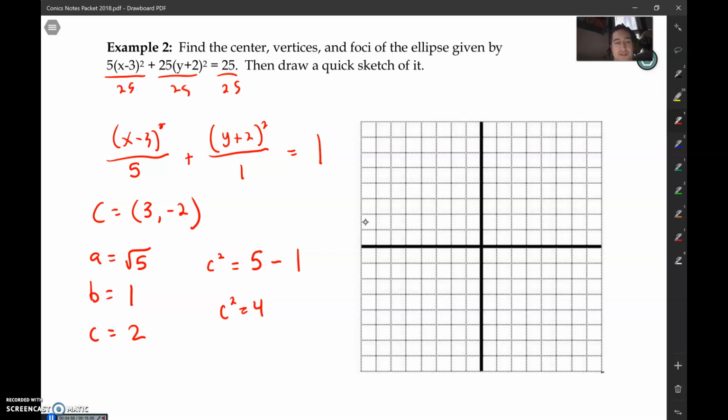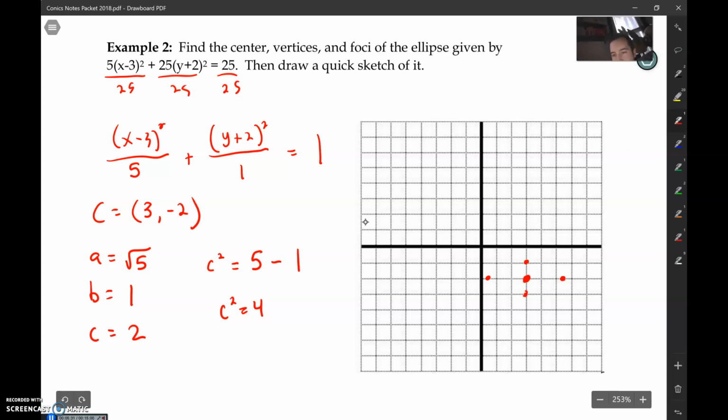So where's the center? 3, negative 2. There's my center. Is this going to be a tall, skinny ellipse or a kind of wide ellipse? Well, since A is underneath the X term, it's going to be going horizontally. So we're going to go root 5 to the right and left, which is a little more than 2. So we'll go a little more than 2 in that direction, a little more than 2 this direction. There's my major axis. And then B is 1, so that's our minor axis, so we go up 1 and down 1.